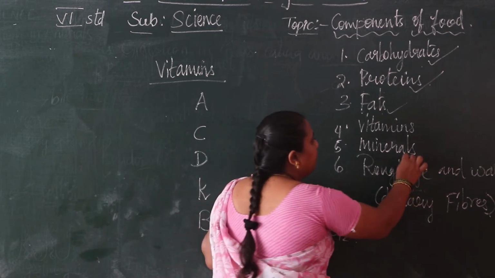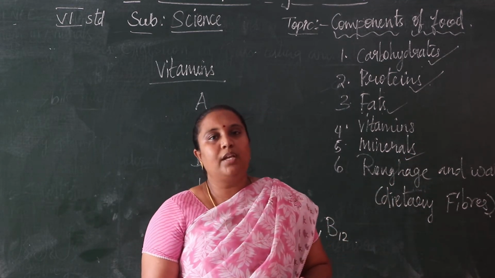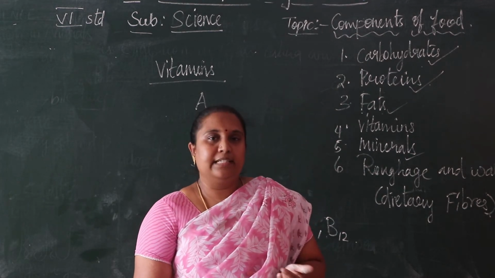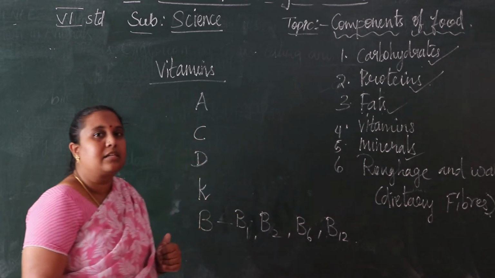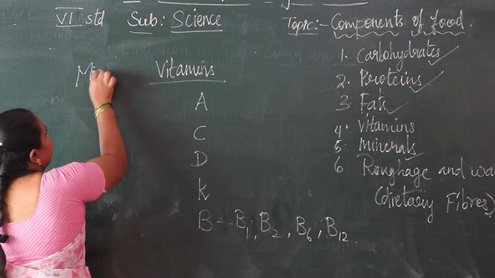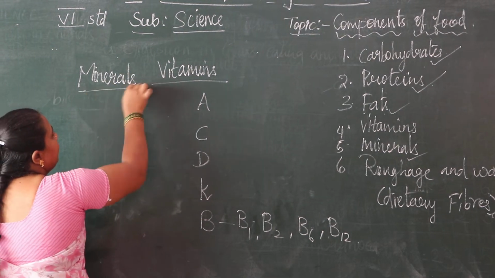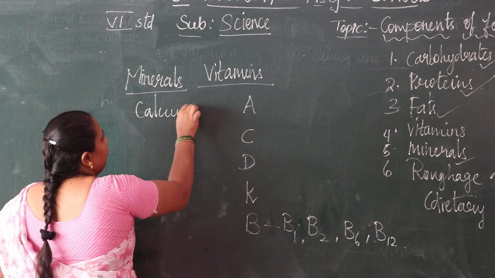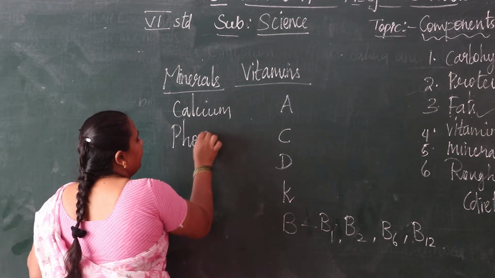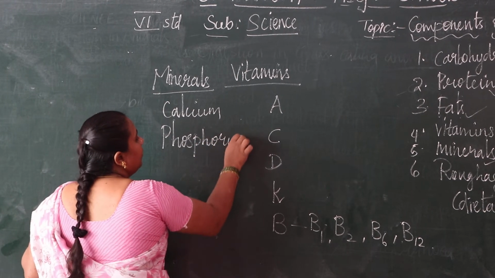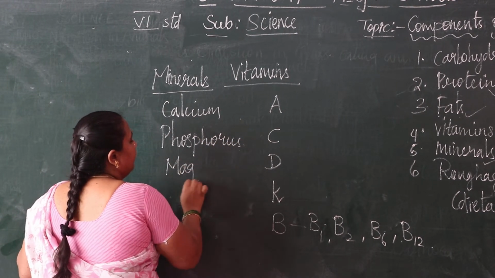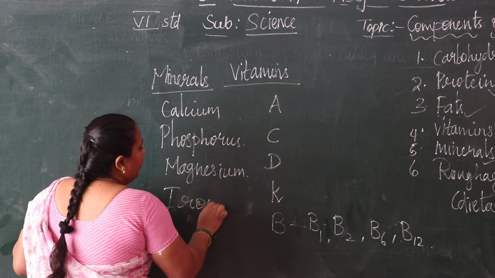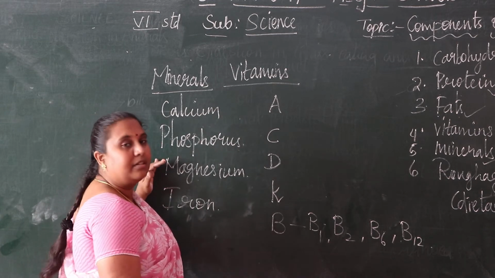And then we have the minerals also. Minerals are also very important. With a lack of minerals, we get diseases. So what are minerals? Minerals, we can say, are calcium, phosphorus, magnesium, iron. These are all the important minerals.